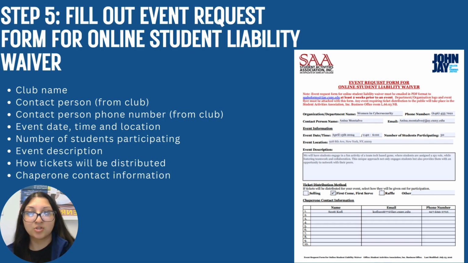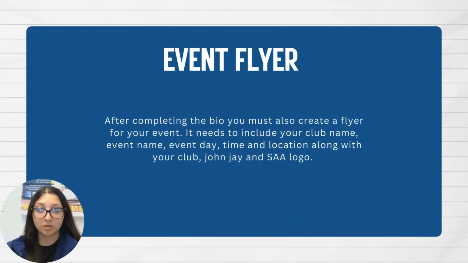In this case, it was 30 students, and their event description. Next is the ticket distribution method, so how they were giving out tickets. For this case, it was first come, first serve. And lastly, they put their chaperone contact information, so their chaperone name, their email, and their phone number. Besides all of your forms, you will also need an event flyer. It needs to include your club name, the event name, event day, time, and location, along with your club logo, the John Jay logo, and the SAA logo.